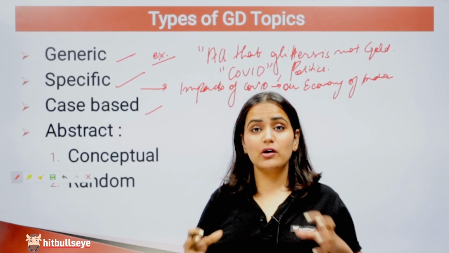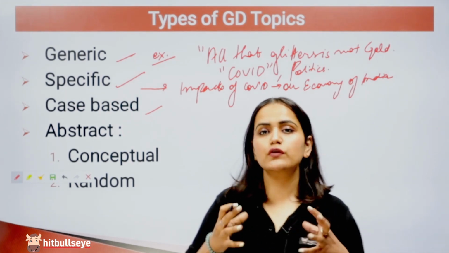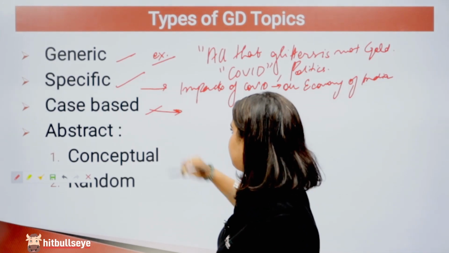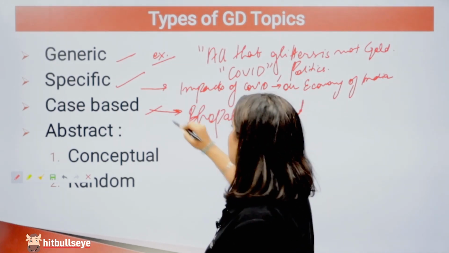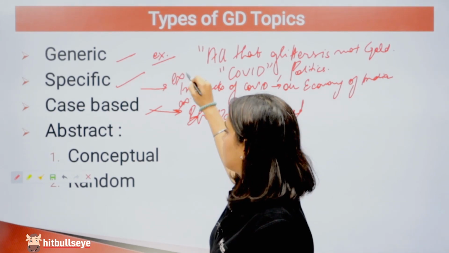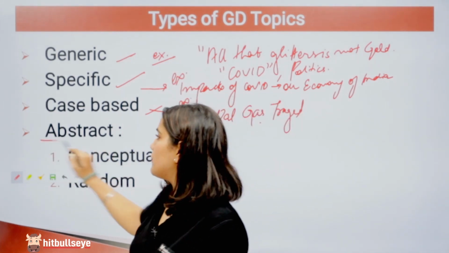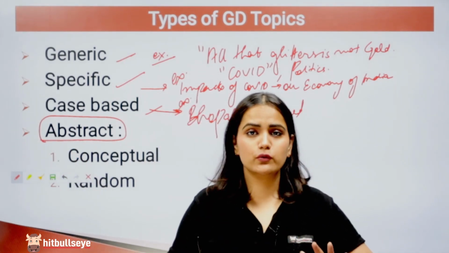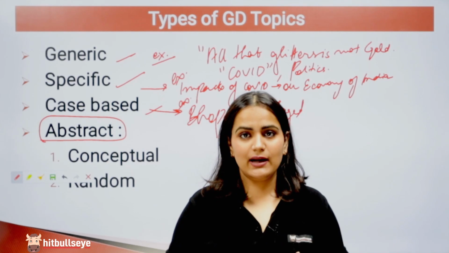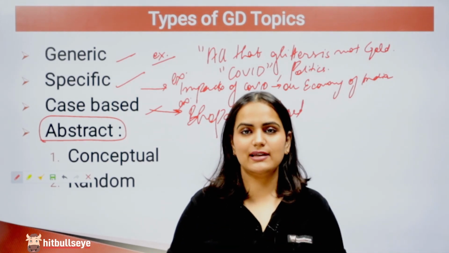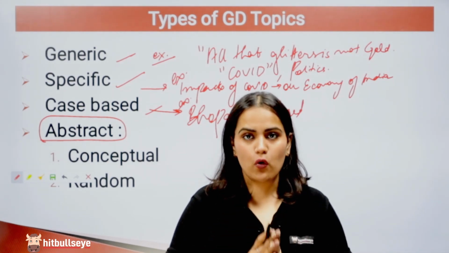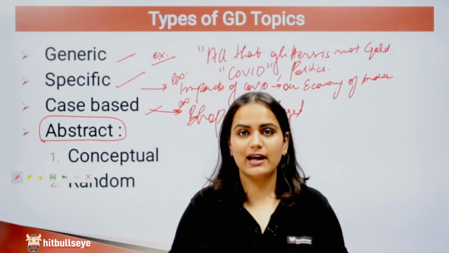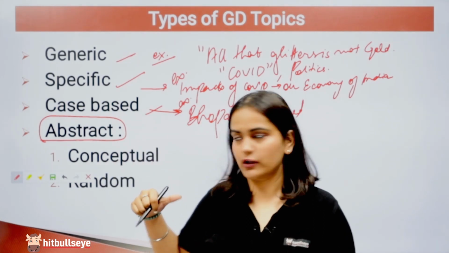Now, let's talk about case-based topics, because most of the students do find it difficult to discuss a case. Let's say the case is the Bhopal gas tragedy. This is just an example. These are all examples that I'm giving you, right? Next, the type of topics you can get are abstract topics. These are the topics that most of the students find difficult to speak on. If you don't know how to speak on these topics, there are techniques that can help you out, and I will be discussing them in the video, right?